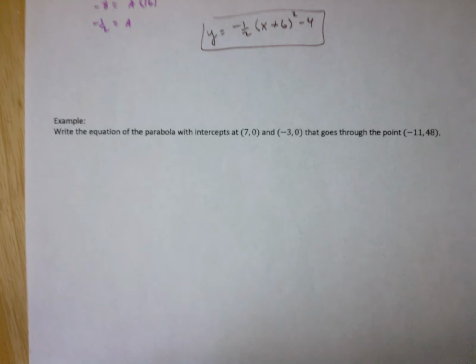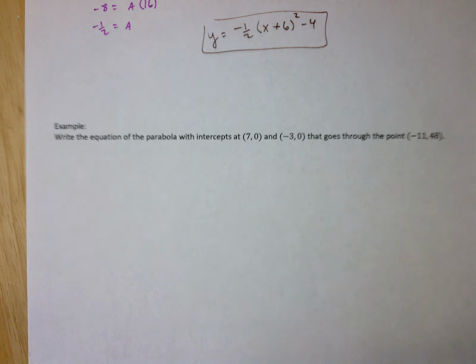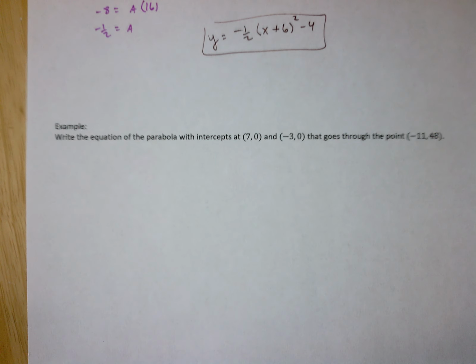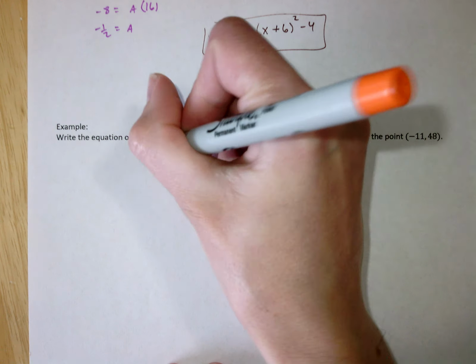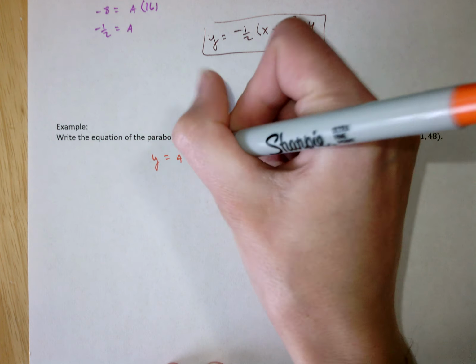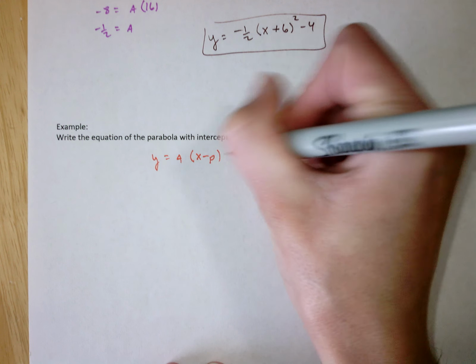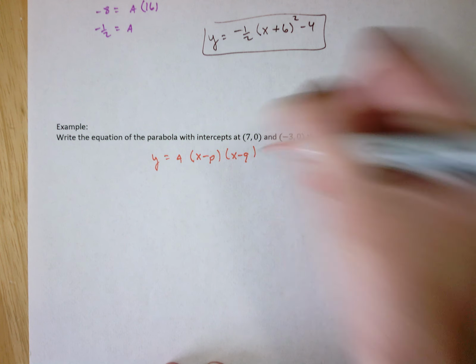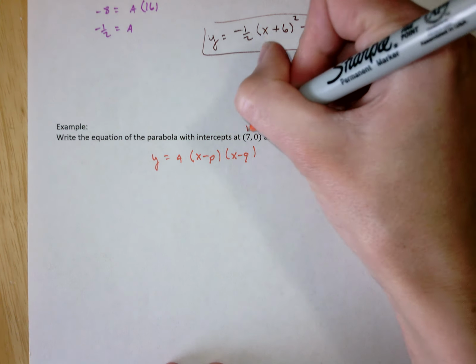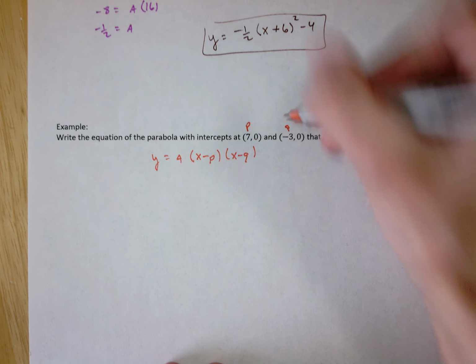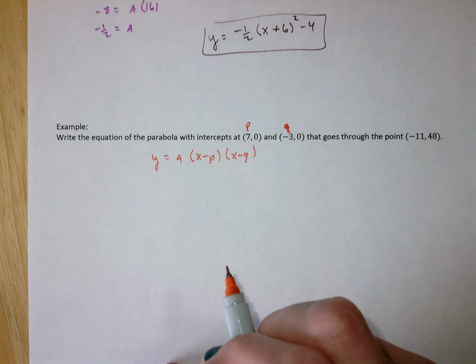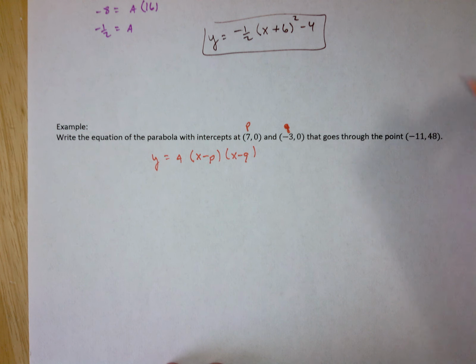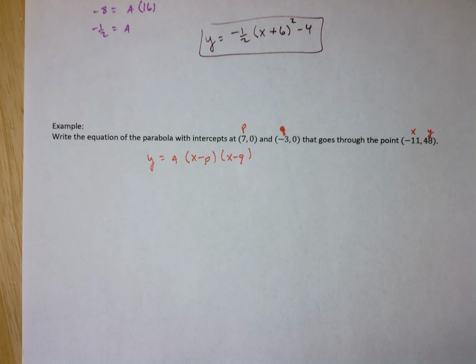Okay, so we're going to go ahead and write this equation. Since we have intercepts, we are obviously going to use intercept form. So reminder, intercept form: y equals a times (x minus p) times (x minus q), where p and q are your x values of your intercepts. And then similar to the last problem, from this extra point, I'm going to use x and y.